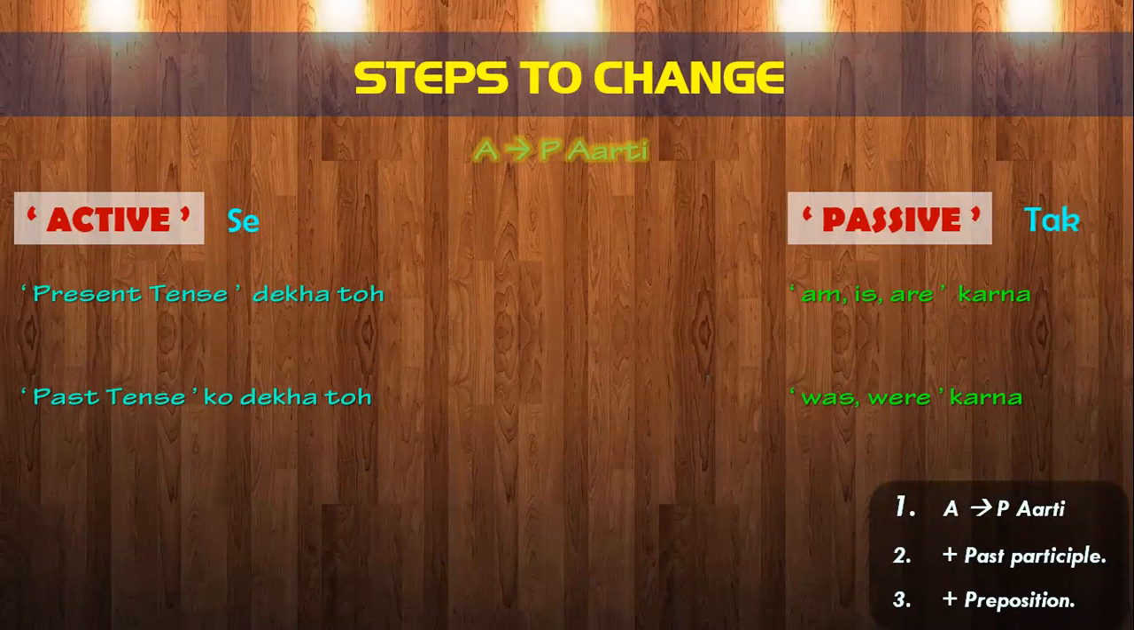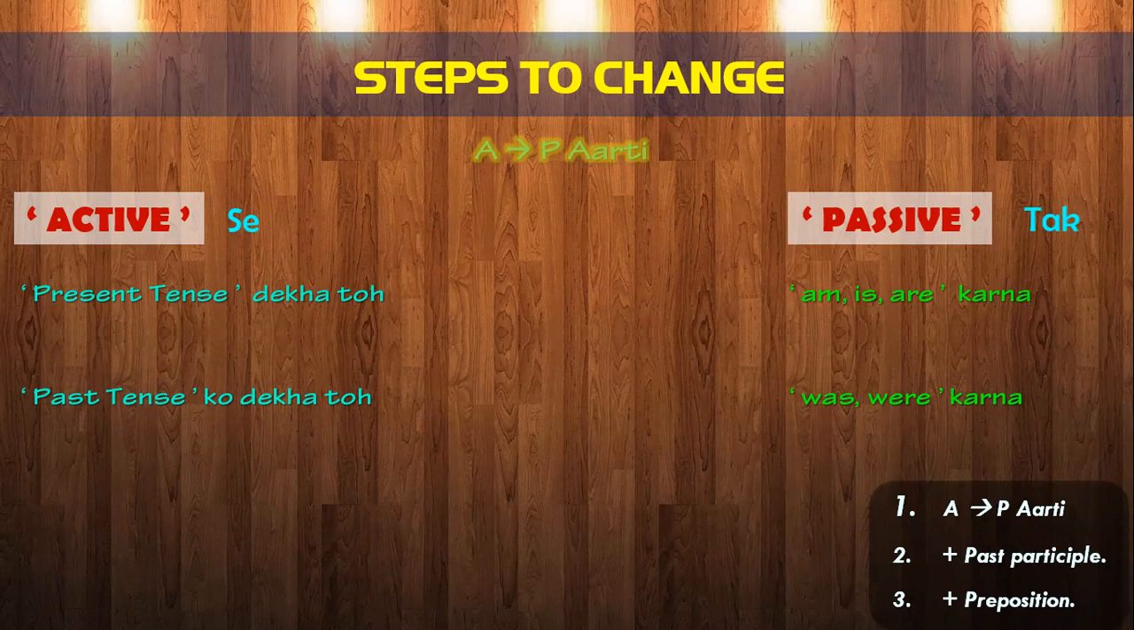Active से passive तक present tense देखा तो amizar करना, past tense को देखा तो was were करना, जय देव जय देव. Once again, प्रेजेंट टेंस देखा तो amizar करना, पास्ट टेंस को देखा तो was were करना, जय देव जय देव. Wow, what an easy way to understand active and passive voice.